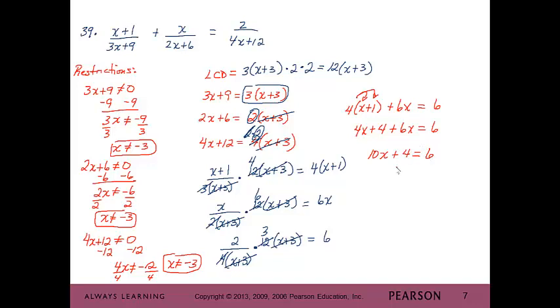Now we can solve for x by subtracting 4 on both sides, and we'll get 10x equals 2, and then divide both sides by 10, and we have x equals 1 over 5. And since 1 over 5 was not part of our restrictions, it's okay to say this is our solution. You can check it by plugging it in for x, and you'll see that the left side equals the right side. And last one, number 43.